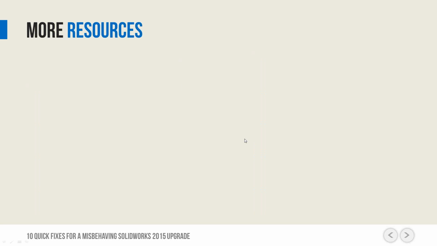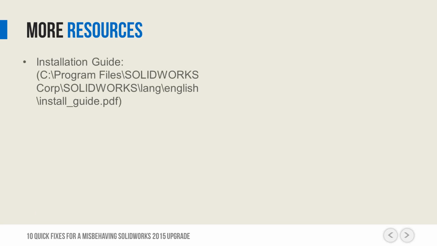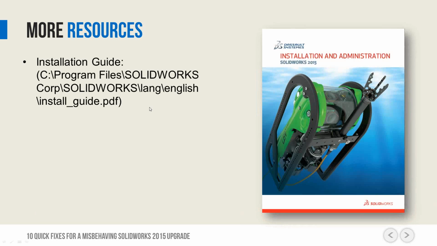One last slide I want to show here were some more resources. So definitely your reseller, Trimec, is a great place to go for some information regarding these errors. You can also check out the SolidWorks installation guide that's located underneath C, Program Files, SolidWorks Corp, SolidWorks, Lang, English, and Install Guide. That's a mouthful. It's actually buried in there pretty deep, but this is a really great resource to take a look at. It's a pretty long PDF file, but it's actually a pretty decent read. You may only fall asleep three times while you're reading it.